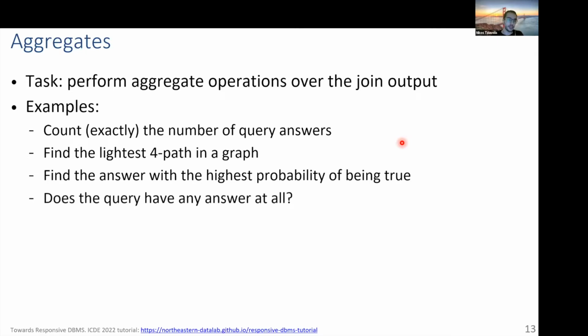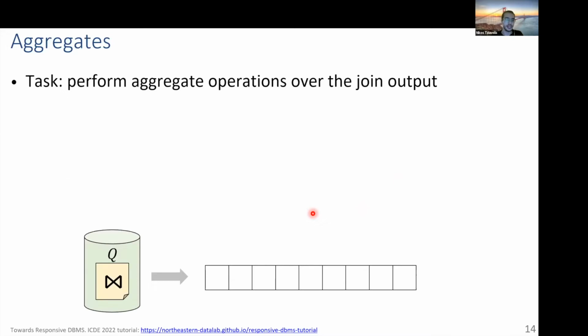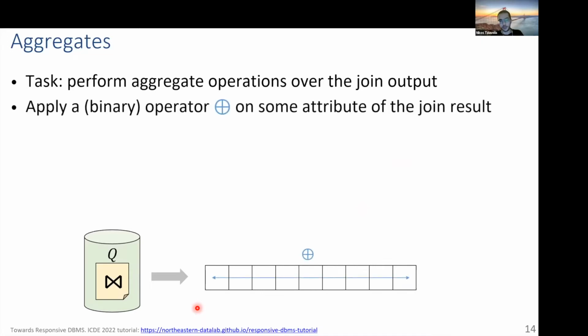And also something we may want to do is, we may not care about the output at all, we may just want to know if there is any answer. And all of this can be seen as some aggregate over the array produced by the join output. Now this array, we don't actually want to create it, but in order to understand semantically what the tasks are, it's useful to think about this.